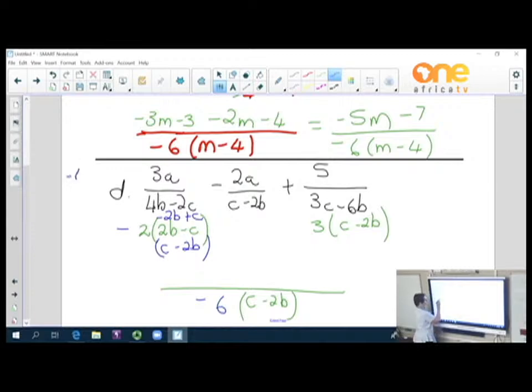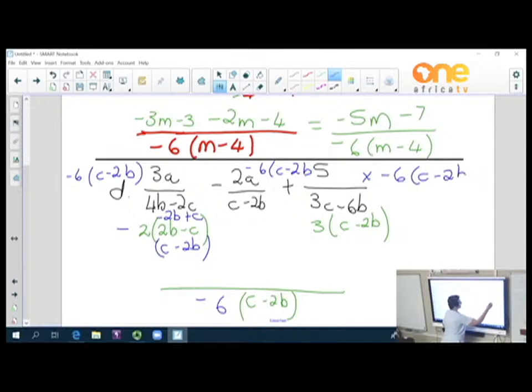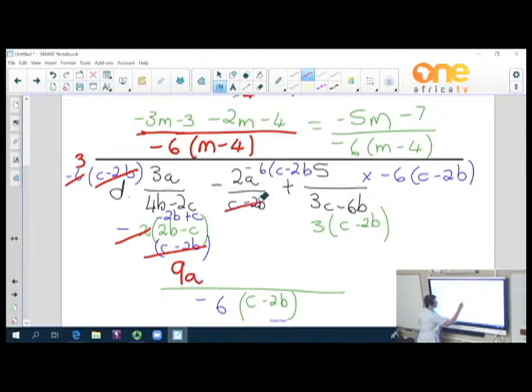So we multiply with negative 6, c minus 2b, and you multiply with negative 6, c minus 2b, and we cancel. So this will cancel out. Negative 2 divides into negative 6 3 times. So there you have 9a. This will cancel out, so this will be negative 12a.